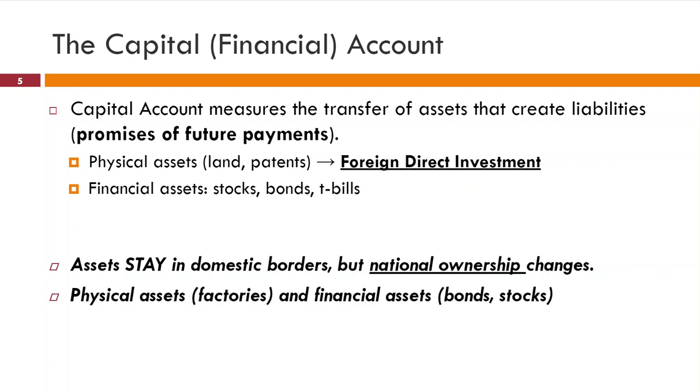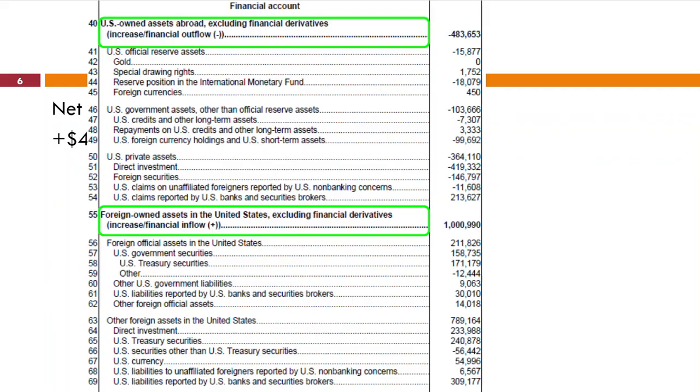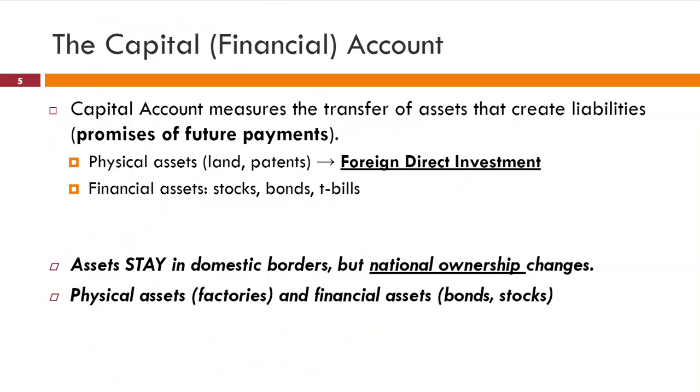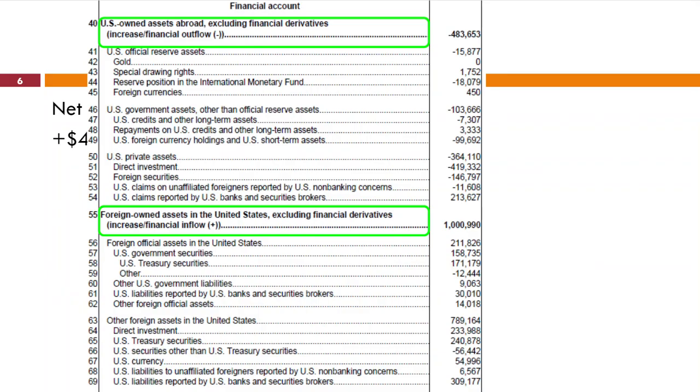We're looking for physical factories or physical assets and financial assets. And again, we're looking for these longer term relationships, these promises of future payments. So when we jump forward, I actually really like the way the United States lists these in their balance of payments, right? Notice US owned assets abroad, not counting financial derivatives. But US owned assets abroad, so these are things now owned by Americans that exist in other countries.